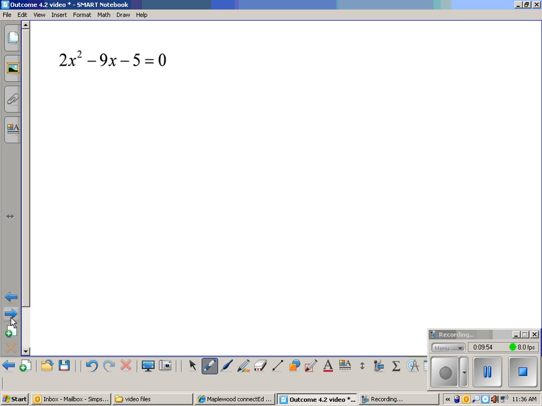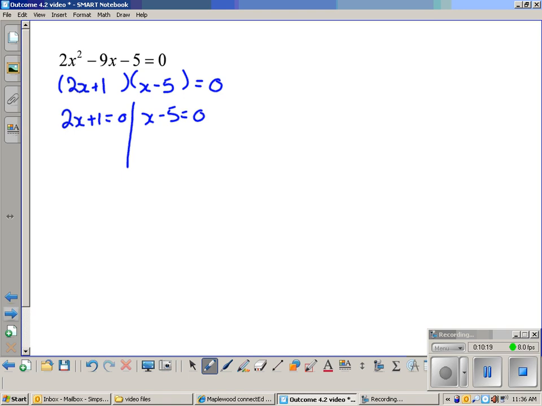Let's do one more. Again, factoring, I can use the box method and determine that my two factors are 2x plus 1 and x minus 5. Setting each of those factors equal to 0, and then solving those equations.